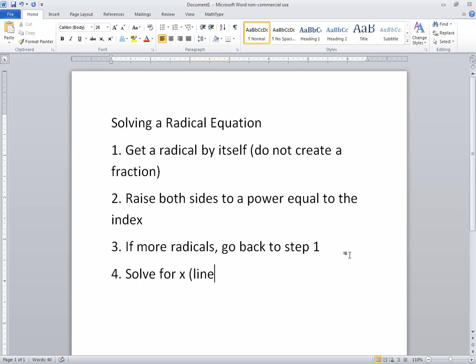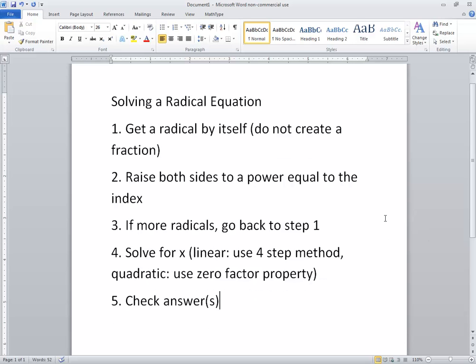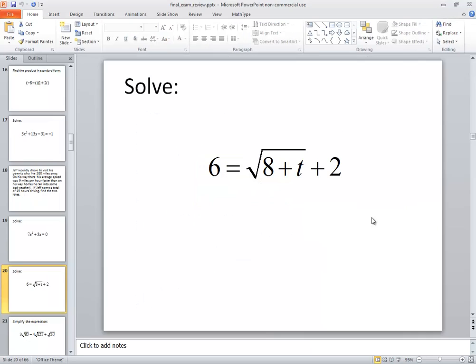If it's a linear, then you'll use your 4-step method. If it's quadratic, then you'll use a zero factor property. That's oftentimes called the zero product principle. And then step 5 is you're going to check your answers. The process gives you the correct answers, but sometimes you get false answers also. So let's go through these steps for this problem.